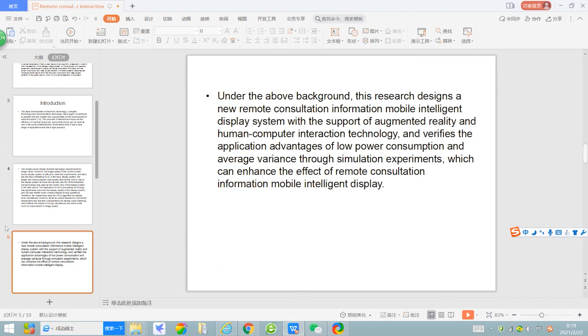Given the above background, this research designs a new remote consultation information mobile intelligent display system with the support of augmented reality and human-computer interaction technology, and verifies the application advantages of low power consumption and low average variance through simulation experiments, which can enhance the effect of remote consultation information mobile intelligent display.